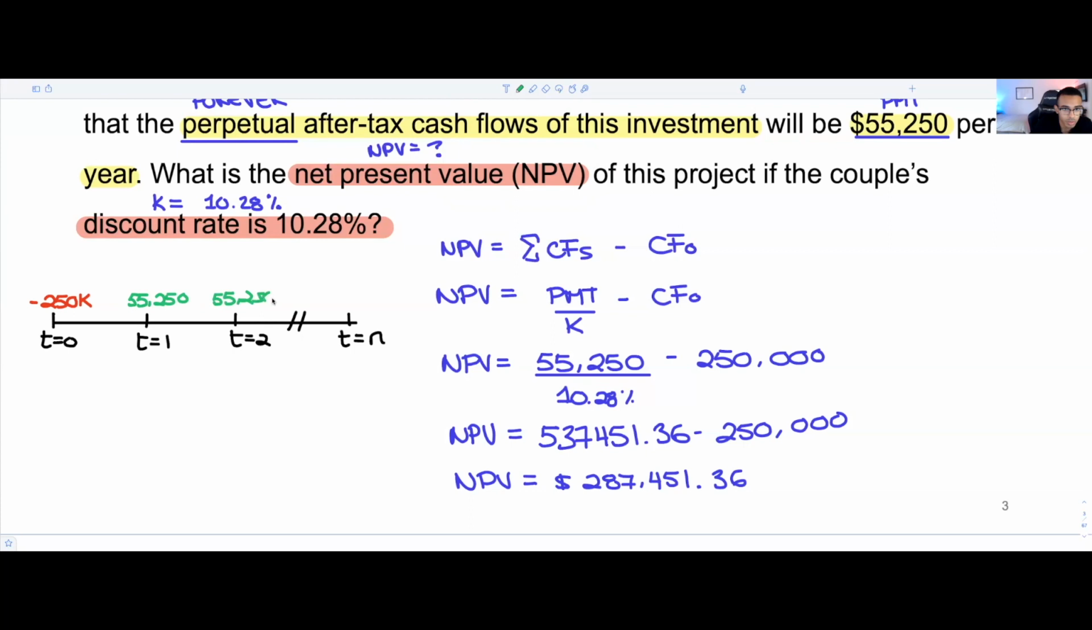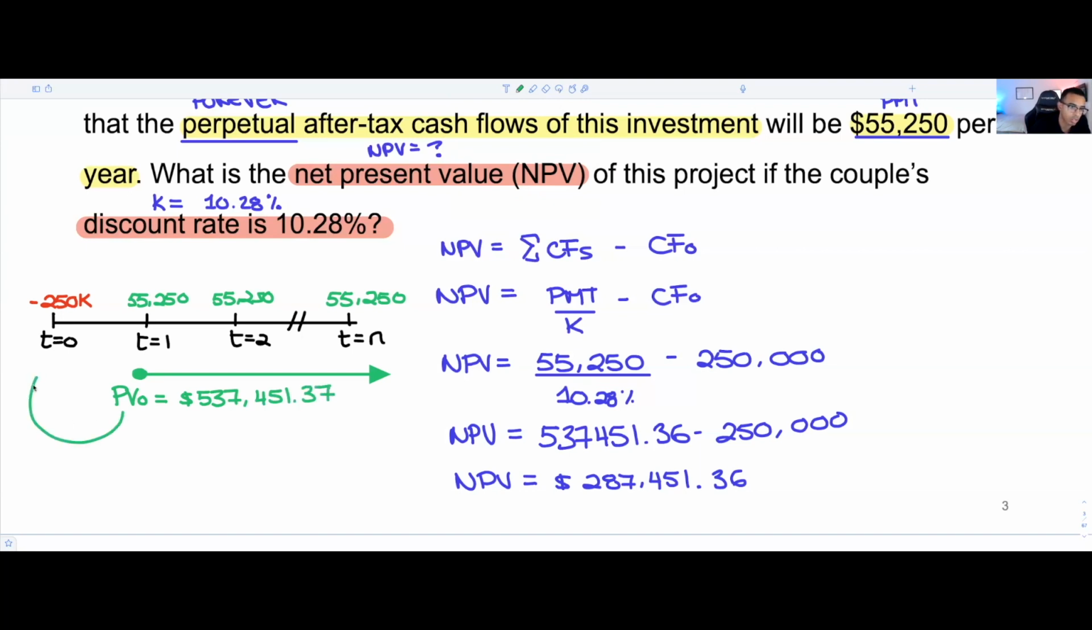Okay? All the way, like literally forever. And we know that we could use a very simple formula to try to assess, well, hey, what's going on here? Okay? So you could actually compute the present value as we did here in this question with our payment over K formula. And you notice that, well, the present value at period 0 is equal to 537,451.